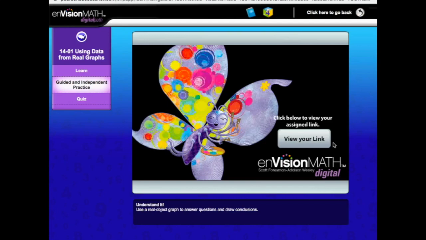Hi, boys and girls. Today we are starting our new topic, topic 14, which is all about graphs and data. And today we're going to learn how to compare and answer questions about objects that are on a graph. So let's get started with our lesson.